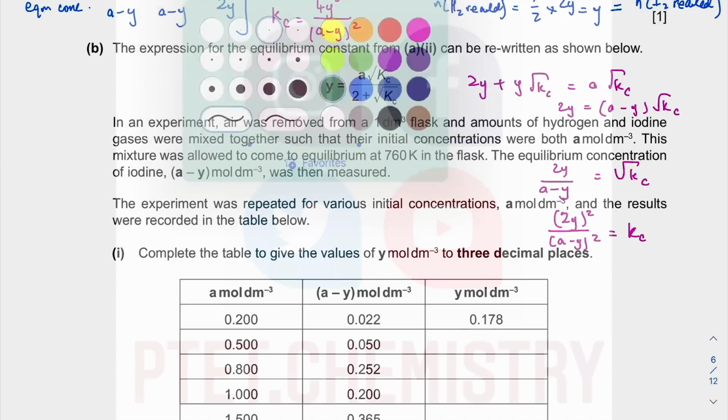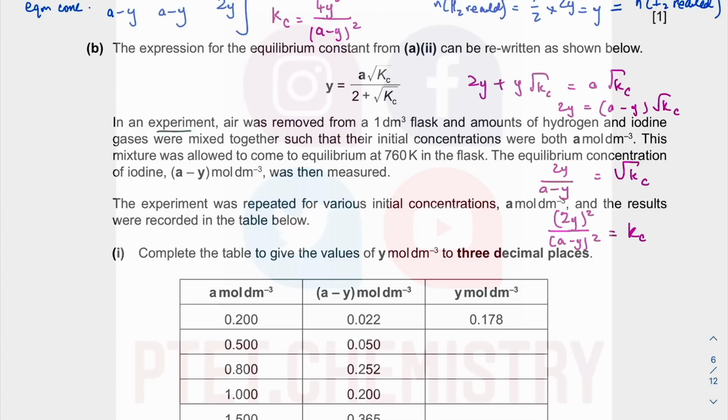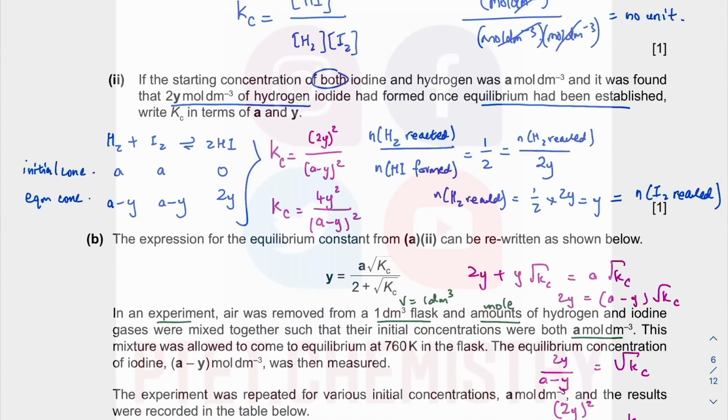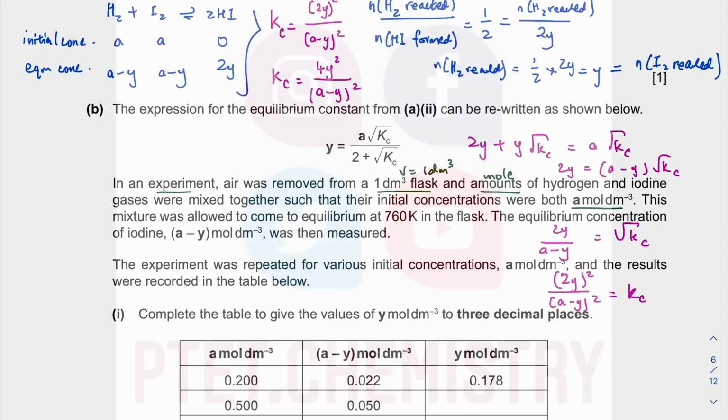So in an experiment, you remove A from a 1 dm cube flask. So your volume is 1 dm cube. The amount, meaning the mole, of hydrogen and iodine gas were mixed together. Then you get the initial concentration as whatever they have told you just now, A mole per dm cube. You're allowed to come to equilibrium. This is at a particular temperature, 760 Kelvin. So room temperature is 298 Kelvin, that is 25 degrees Celsius. So that's 25 plus 273. Alright, so this one in degrees Celsius is 760 minus 273.